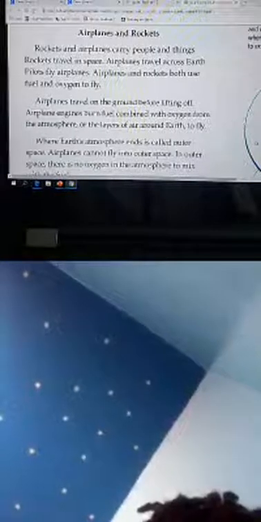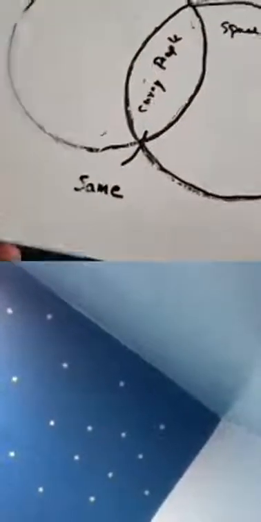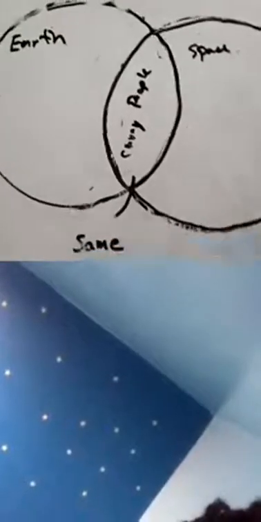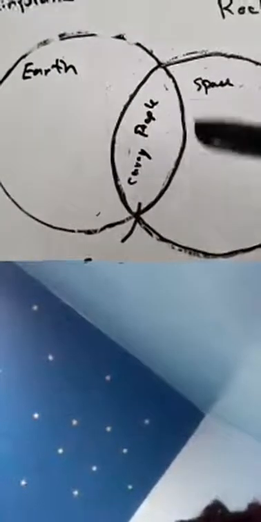Pilots fly airplanes. Based on that information, where would you put that on the Venn diagram? Would you put it under just airplanes? Would you put it under rockets? Or would you put it in the middle where it says the same or both? So they both have something. They both have people to fly it.